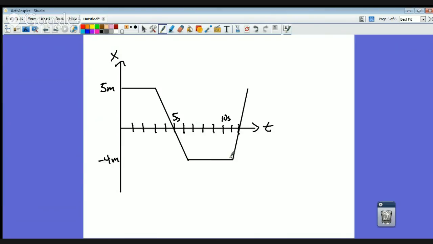We stayed there for a while, and then we started moving to the right again, quickly, because this is steep. Right? And then we very quickly got back to the origin, and then moved past it, and moved back up to 5. Or just about 5, anyways. So that can tell you the position just by looking at what the graph says. And then if you look at the slope of the graph, that tells you about the velocity. So the slope of a position time graph is the velocity.